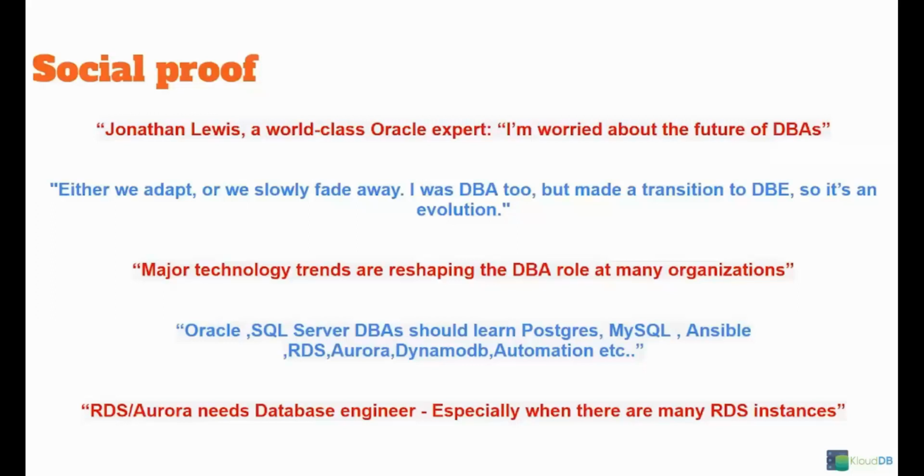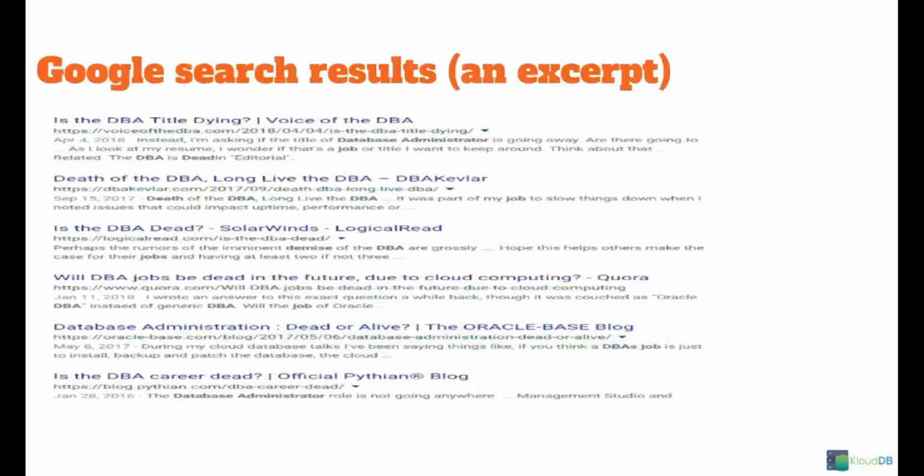"Major technology trends are reshaping the DBA role at many organizations." This is another quote we found from another article on the internet. "Oracle and SQL Server DBAs should learn Postgres, MySQL, Ansible, RDS, Aurora, DynamoDB, automation, etc. RDS Aurora needs database engineers, especially when there are many RDS instances." A Google search for death of the DBA or DBA title dying will yield something like this. This is an excerpt of Google search results.